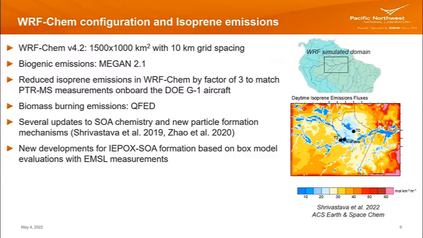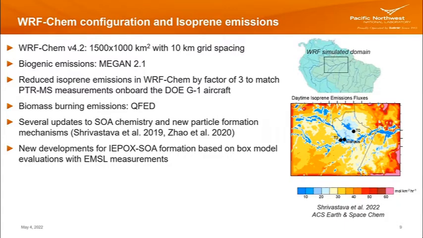During the GoAmazon 2014 field campaign, there were measurements by the DOE G1 aircraft, but also the German HALO aircraft was flying. And the German aircraft was flying all the way from near the surface to about 12 to 14 kilometer altitude. This huge altitude range was a very nice constraint to understand the processes in the models. The way I'm modeling it, WRF-Chem 4.2, again, you can see the modeling domain over the Amazon here. And the G1 aircraft had the PTR-MS instrument on board. So that gave a nice constraint about isoprene emissions.